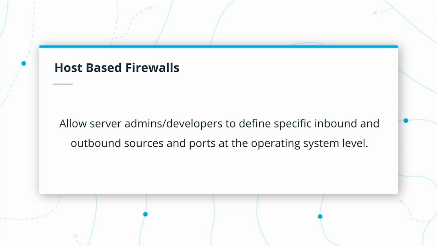Host-based firewalls allow server admins and developers to define at the operating system level specific inbound and outbound sources and ports, similar to network ACLs and security groups. Windows Firewall and Linux iptables are examples of this. Many endpoint protection products also offer firewall capabilities. Multiple layers of security are always recommended, so it is advisable to configure host-based firewalls on instances if possible.